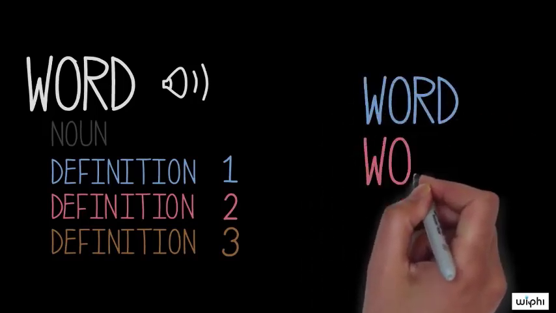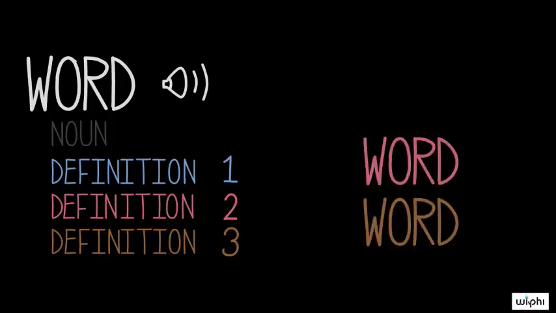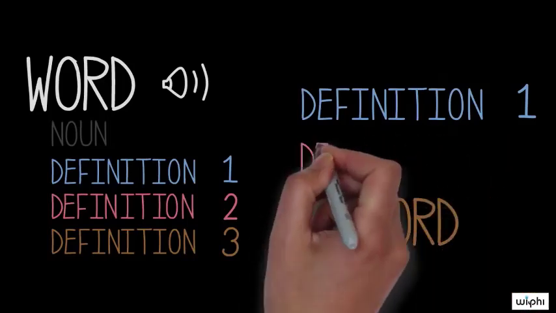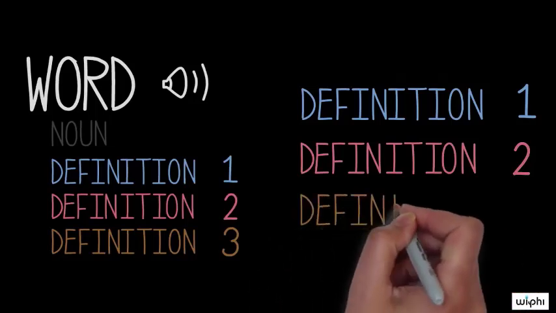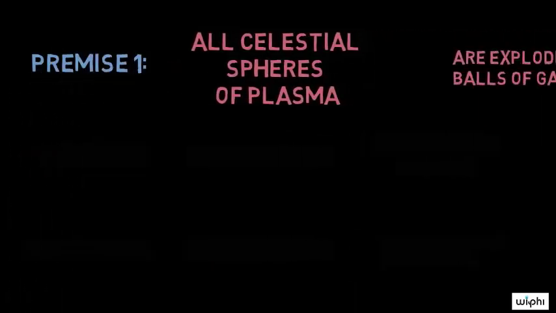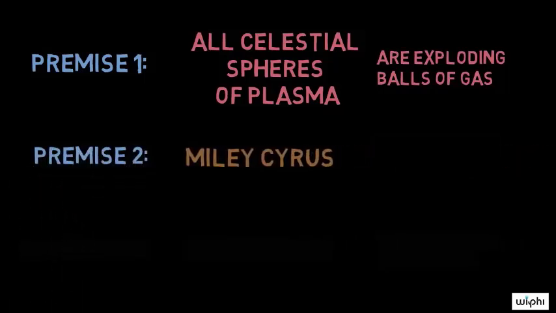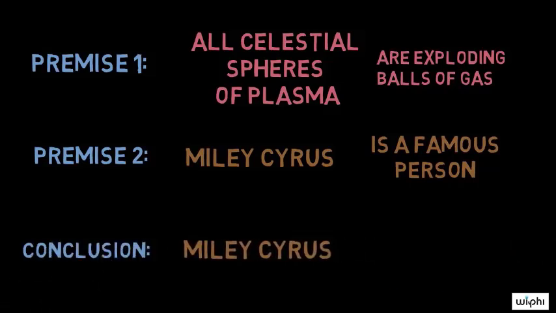Since equivocation results from multiple meanings of a single term, a helpful strategy to expose this fallacy is to restate the premises of the argument, but without the ambiguous term. For example, let's substitute our definitions of the word star into the premises of the previous example. Premise 1. All celestial spheres of plasma are exploding balls of gas. Premise 2. Miley Cyrus is a famous person. Conclusion. Therefore, Miley Cyrus is an exploding ball of gas.